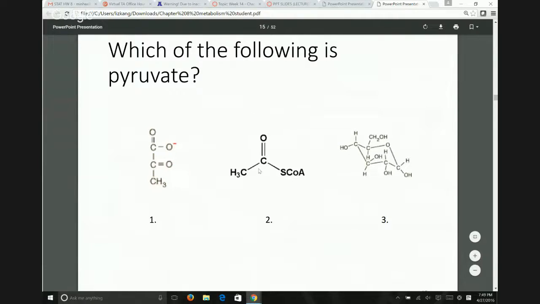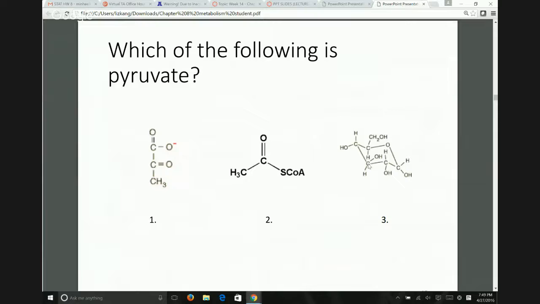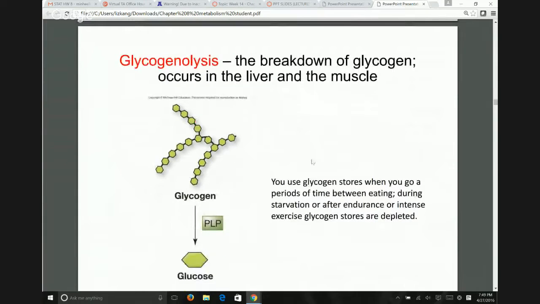3 carbons, what is it? Pyruvate. 2 carbons with CoA at the end, that's your hint. If you see CoA, that's acetyl-CoA with 2 carbons. I think this is glucose. They have different structure models. The way I know this is glucose is that there are 6 carbons. Okay, terminology. Glycogenolysis. Lysis means breakdown. Every time you see lysis, you need to know that it's breaking down into smaller units.